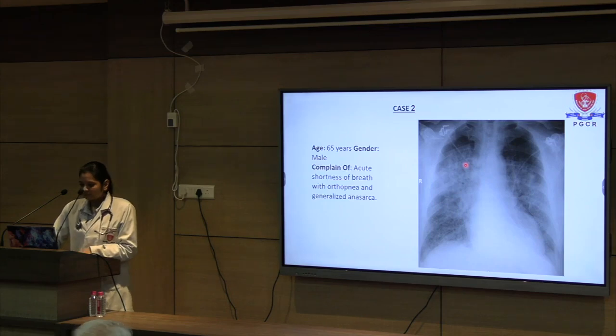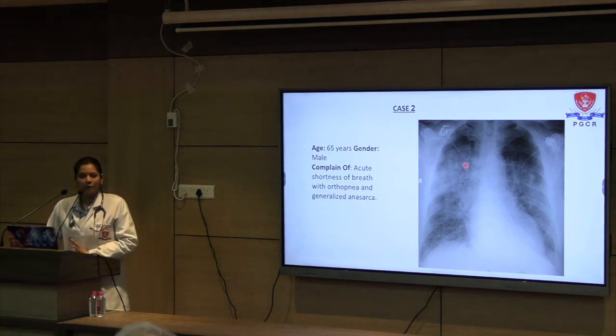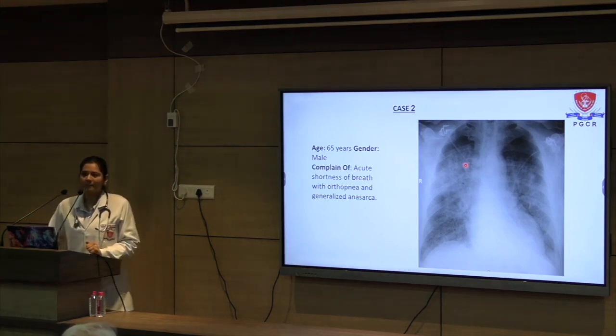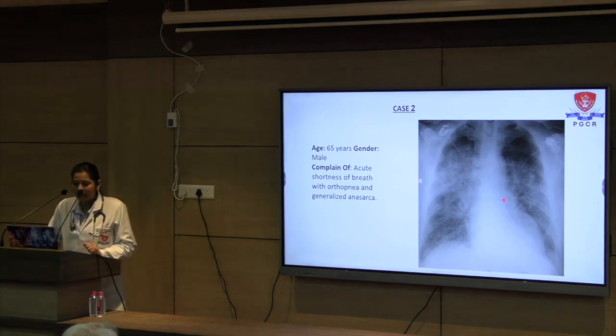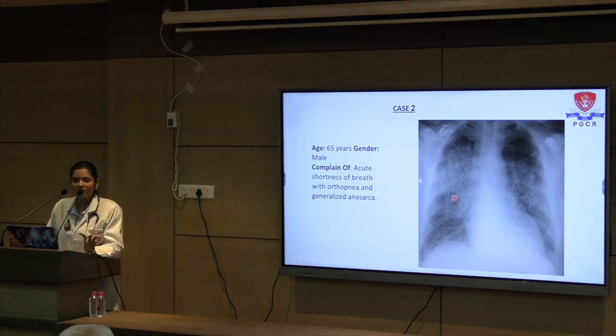Now case number 2. A 65-year-old male came with complaint of acute shortness of breath with orthopnea and generalized anasarca. What do you think would be the probable diagnosis on the basis of given X-ray and the history? So on the basis of given history and the X-ray, there is presence of ground glass haziness with consolidation and air bronchogram sign in the bilateral central and perihilar region. This is an X-ray of a patient having congestive cardiac failure.